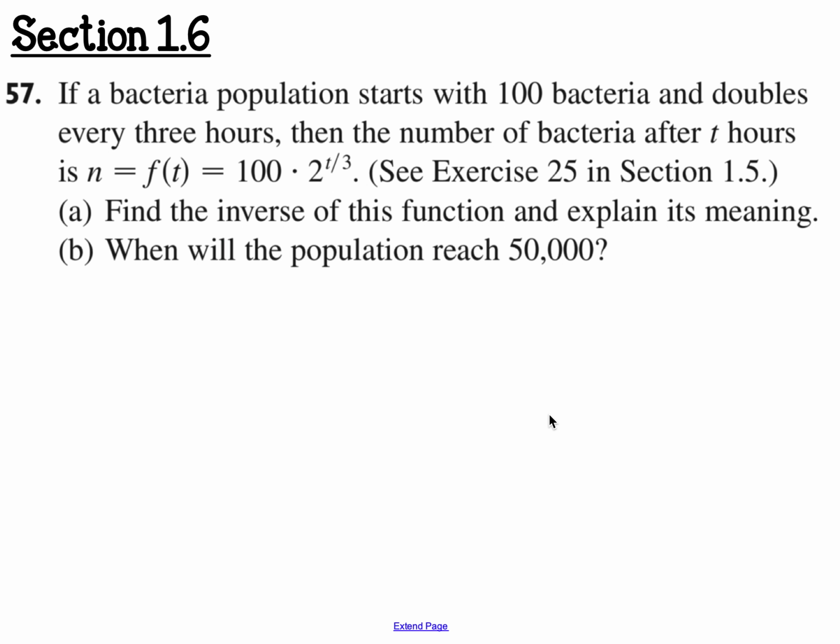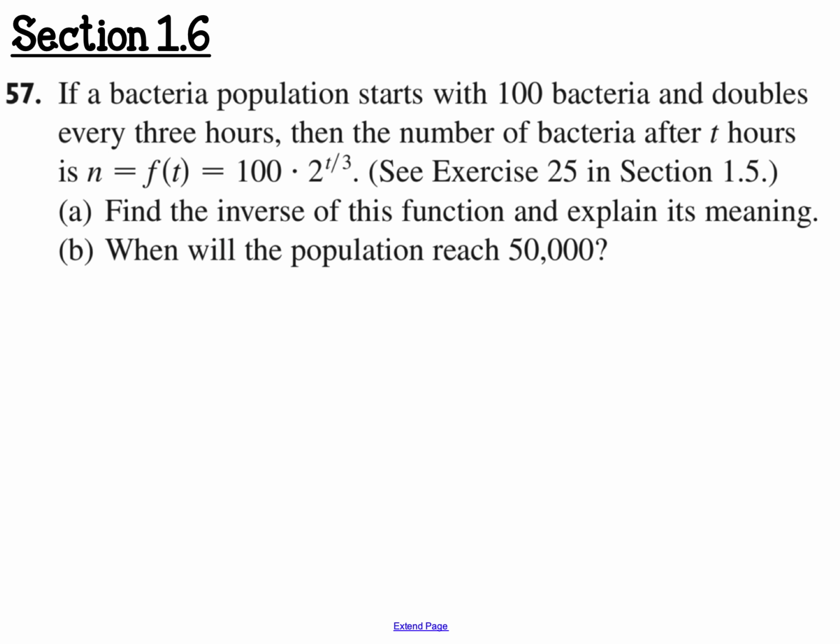All right, section 1.6, number 57. So if a bacteria population starts with 100 bacteria and doubles every 3 hours, then the number of bacteria after t hours is n equals f of t equals 100 times 2 to the t divided by 3. Okay. A says find the inverse of this function and explain its meaning.